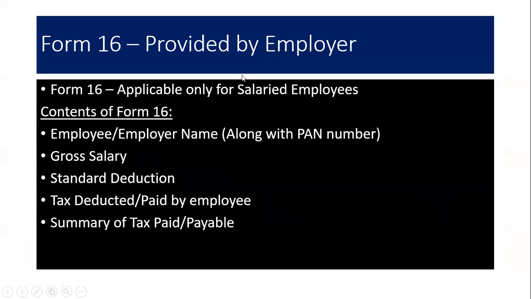Since we are seeing only the salaried employees, I will explain the main things required for filing income tax for salaried employees. The first major document required is Form 16. This is provided by an employer. For example, if you are working at any company, say TCS, CTS, Infosys, it's not only the big corporates.